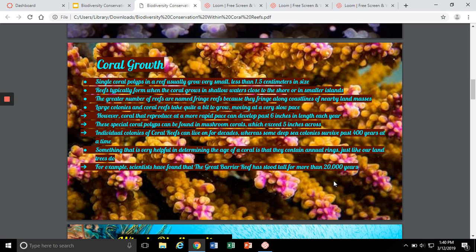Individual colonies of coral reefs can live on for decades, whereas some deep-sea colonies survive past 400 years at a time. Something that is very helpful in determining the age of coral is that they contain annual rings, much like our land trees do. For example, scientists have found that the Great Barrier Reef has stood tall for more than 20,000 years.